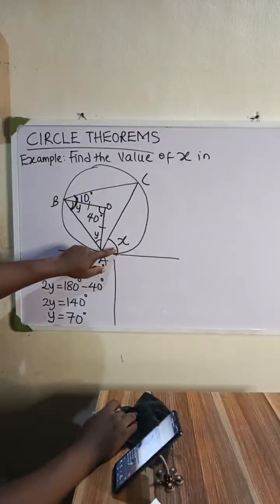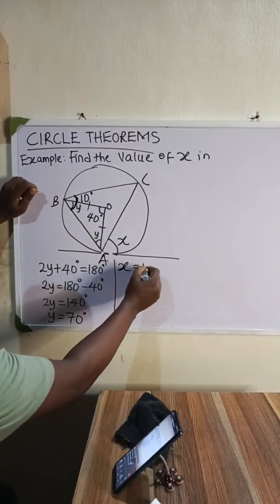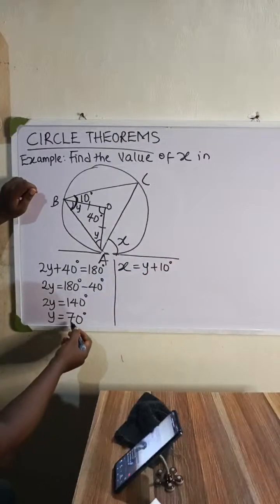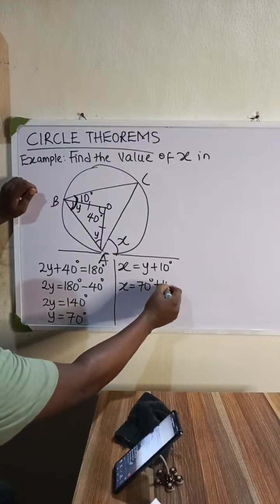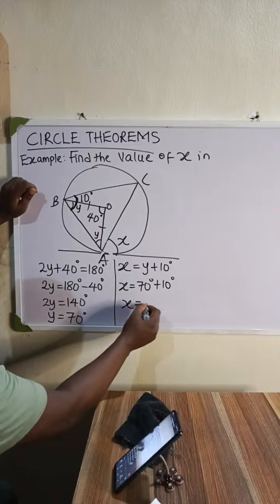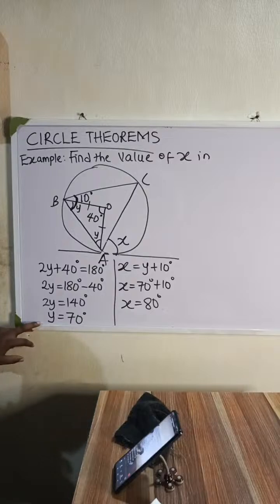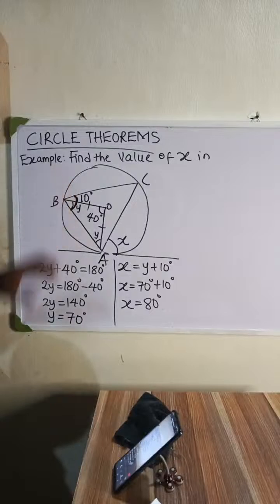So since we know that x is equal to y plus 10 degrees, and now y is equal to 70 degrees, x is equal to 70 degrees plus 10 degrees. X is equal to 80 degrees. Y is equal to 70, but finally, x is equal to both of them combined.